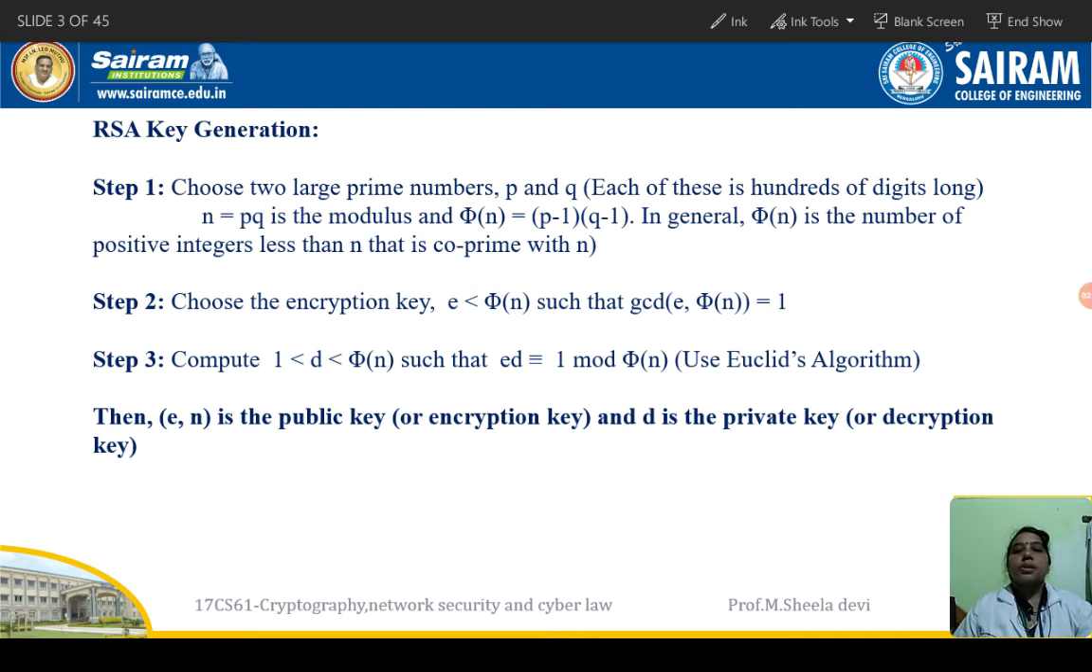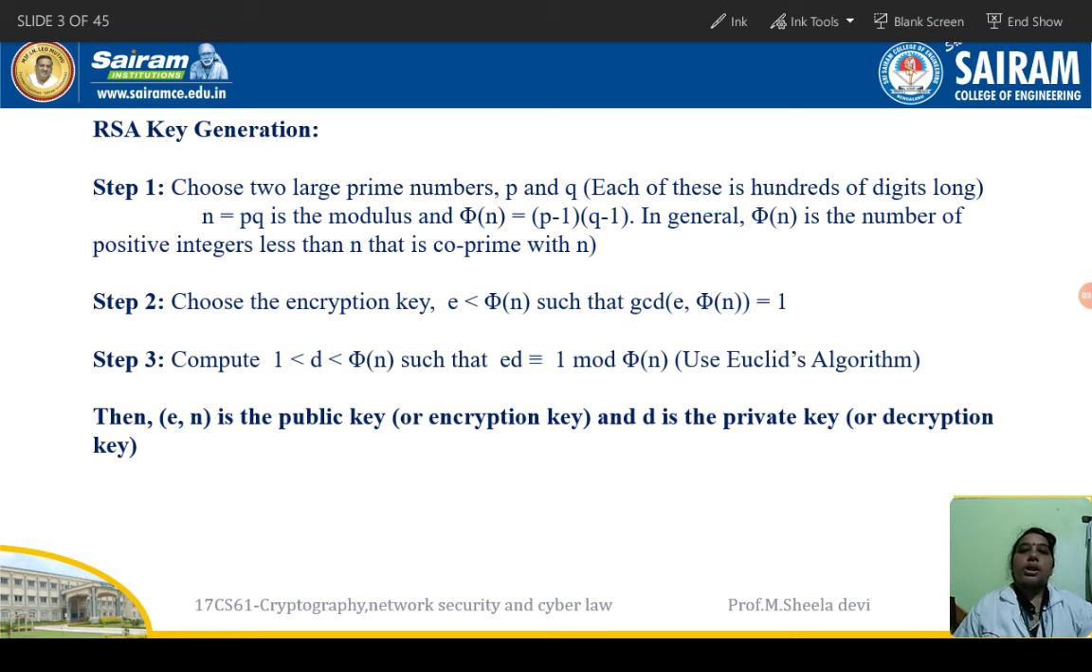Next, the next step is to choose the encryption key, that is E. The condition is E should be less than phi of N, which we have calculated, that is 12, such that GCD of E comma phi of N is equal to 1. So we have to select the value of E in such a way that the GCD, greatest common divisor, of E comma phi of N is equal to 1. Only 1 should be the common divisor between phi of N and E.